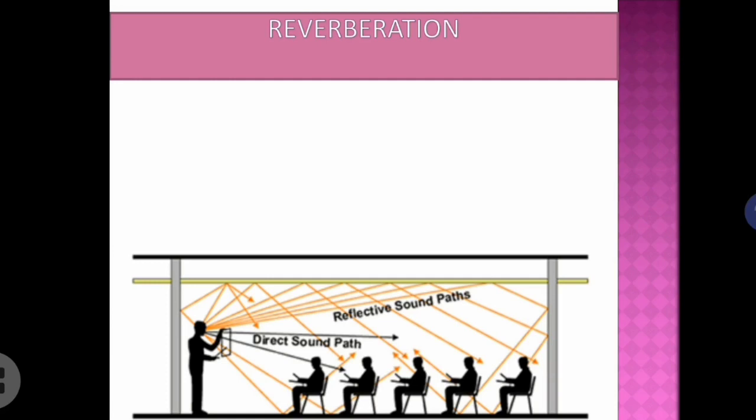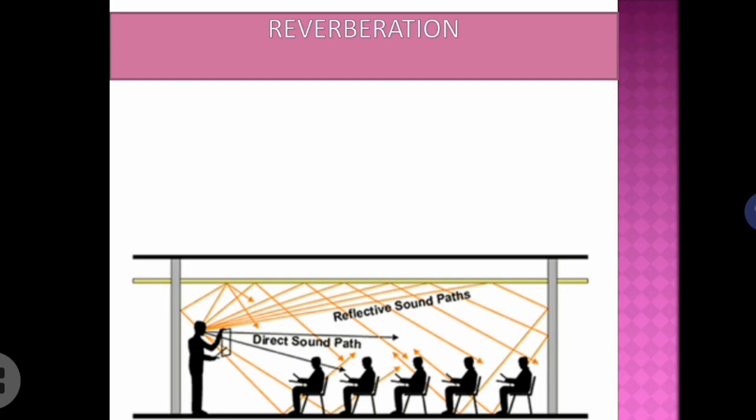Next, reverberation. It is also a reflection of sound, but as you can see from the figure, sound is reflecting several times. A particular person is speaking and there are many persons listening to him. The same sound is getting reflected from different points of the room: from the floor, from the ceiling, from the chairs. This multiple reflection makes the sound remain in the room for some more time. Even though the person has stopped talking or completed his speech, the sound will remain in that room for some more time because of the multiple reflection.